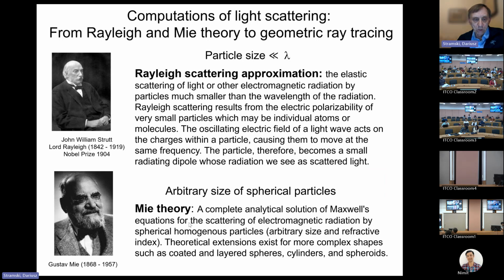At the beginning of the 20th century, Gustav Mie, a German physicist, obtained a complete analytical solution of Maxwell's equations for scattering of electromagnetic radiation by spherical homogeneous particles of arbitrary size and arbitrary refractive index. But the important thing is that it's a sphere that is internally uniform. Since then, theoretical extensions of Mie theory were developed for more complex shapes, such as coated, layered spheres, cylinders, and spheroids.